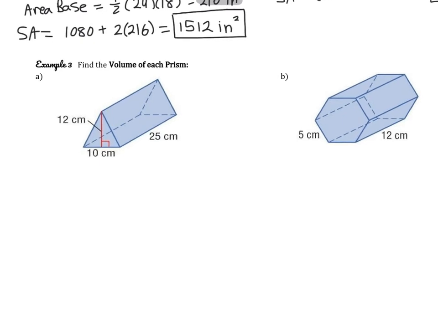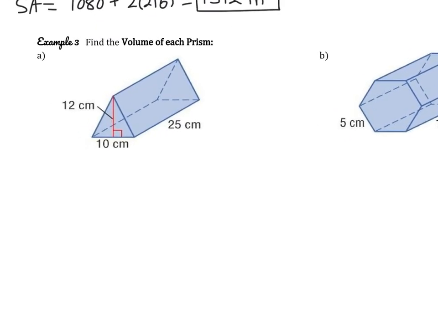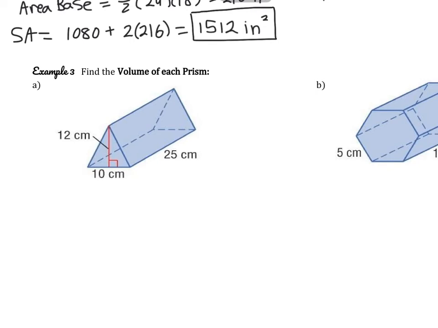All right, so now we're going to move on to finding the volume of each prism. So remember, the volume of a prism, I'll write it up here. The volume of a prism can be found by doing the area of the base times the height.